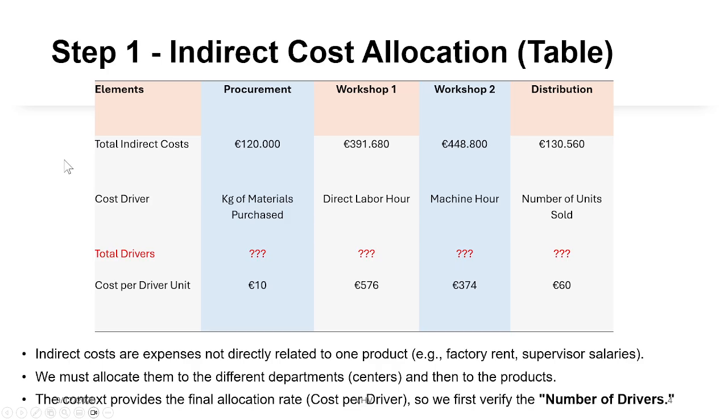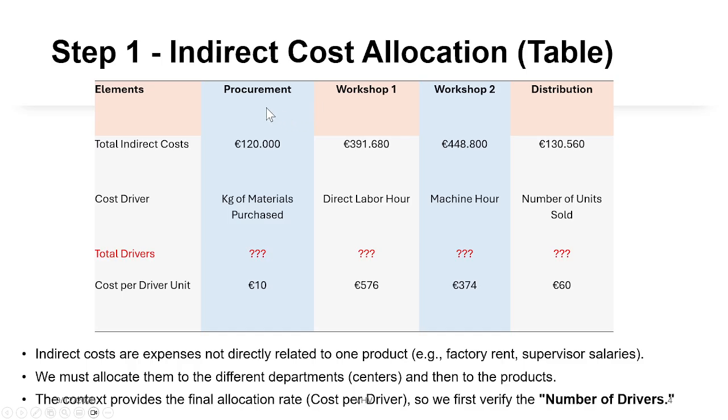So, in order to do that, our first major task, step 1, is to handle the indirect costs. Indirect costs are expenses that aren't tied to any single product, right? Like a factory rent or a supervisor salary. Because they support the entire process operation, we need a logical way to allocate them to the different departments or centers, and then ultimately to the products themselves.